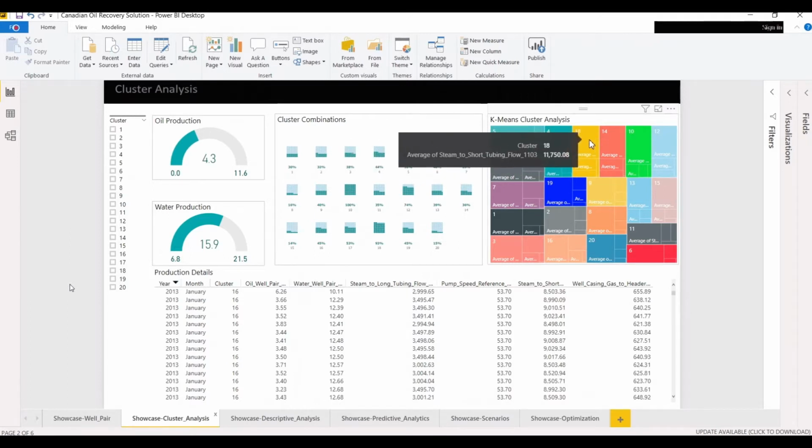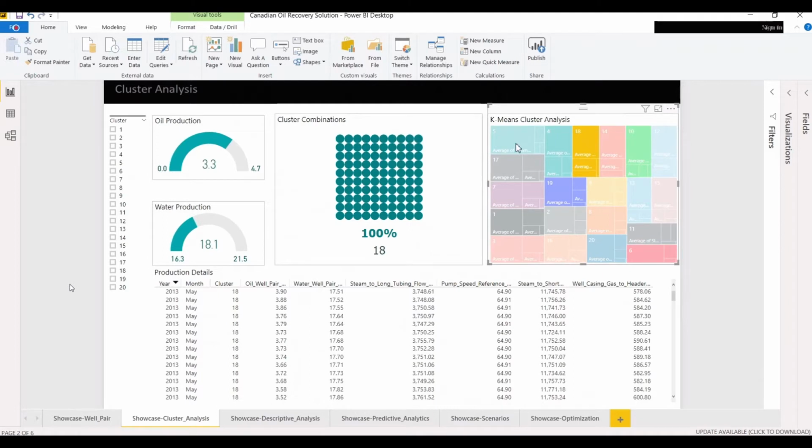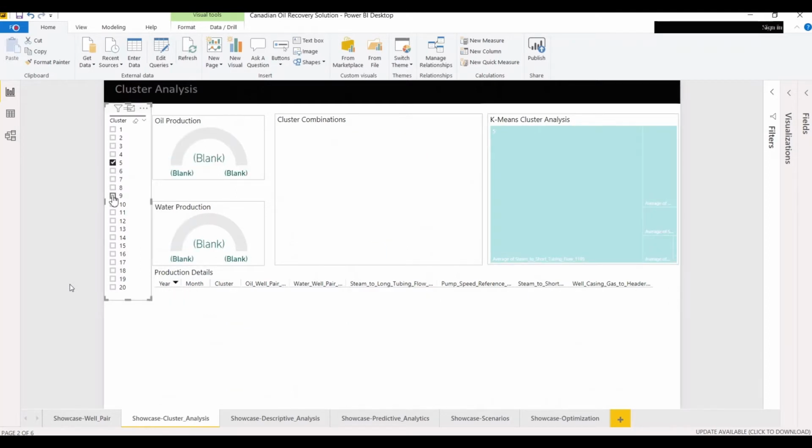So one can click these clusters, k-means clusters, and see the changes in oil production and water production based on specific combinations of the input parameters. One can also click particular clusters to see the impact on oil and water production.